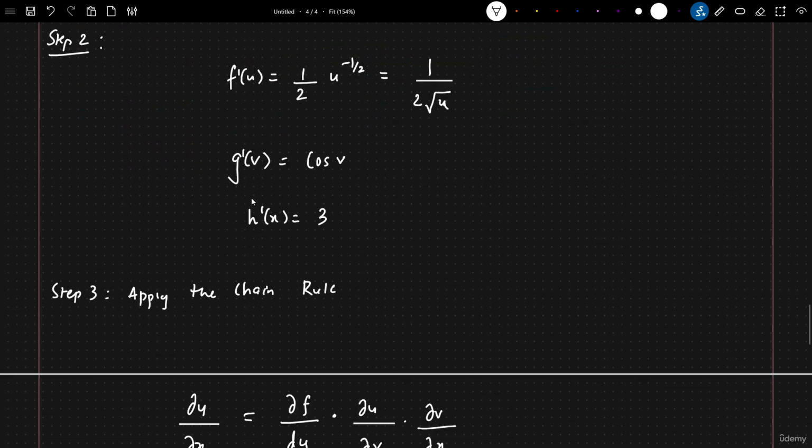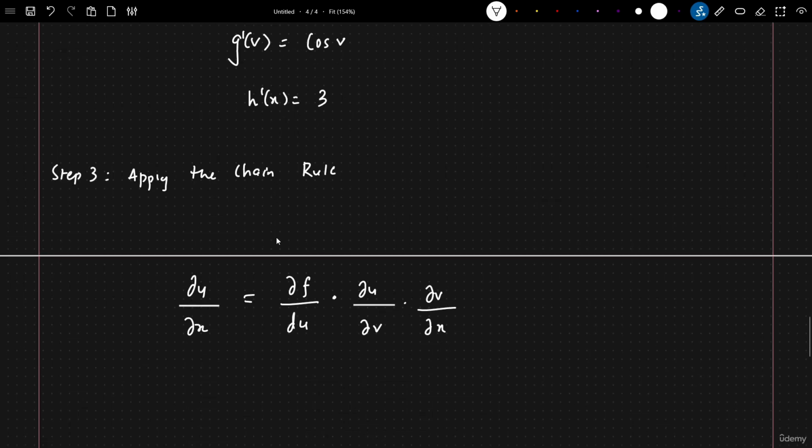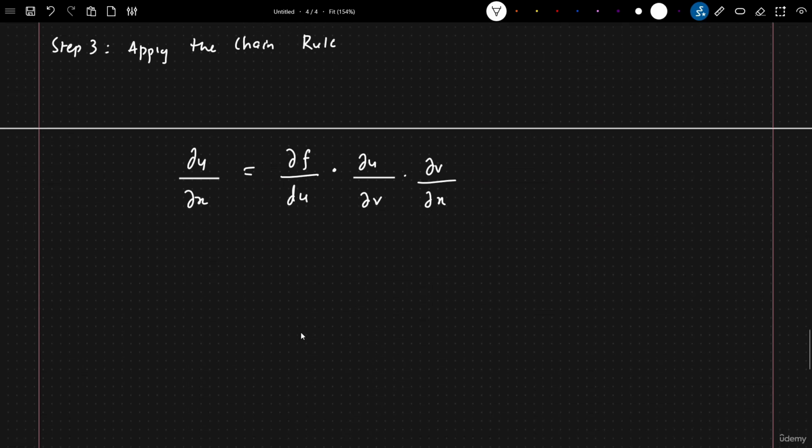See, f dash of u we have calculated, g dash of v we have calculated, h dash of x we have calculated. Right, now let's replace this. What is the derivative of f with respect to u? It is nothing but f dash of g of h of x, right? This is what my entire composite function is.